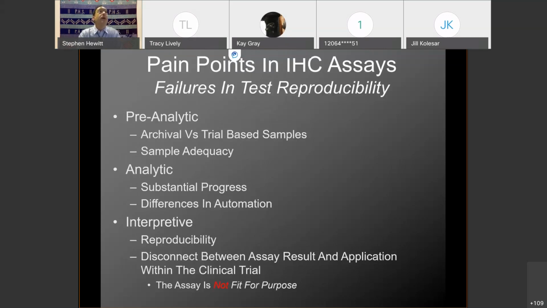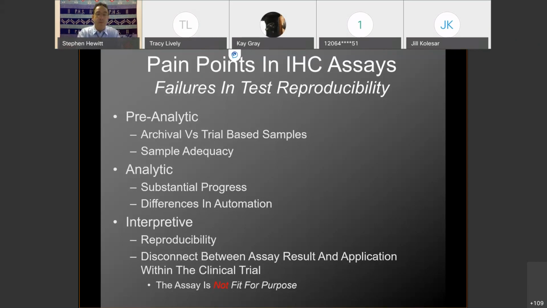Pain points in immunohistochemical assays. I think I kind of covered this a moment ago, but archival versus trial-based samples is a big challenge, and sample adequacy is increasingly a big challenge, especially in the world of immuno-oncology, with patients receiving needle biopsies to evaluate their current disease rather than evaluating their original excisional material that might be 5 or 10 years of age.